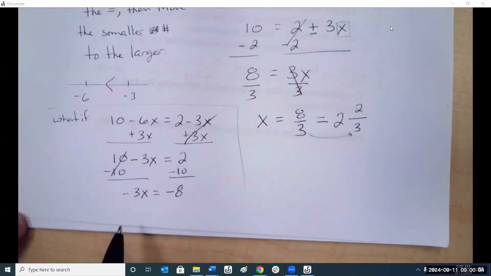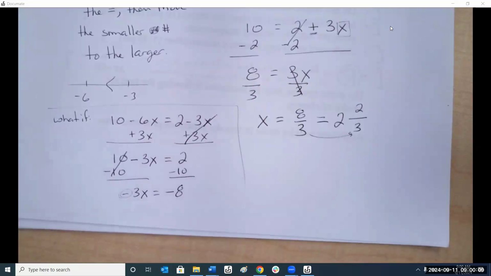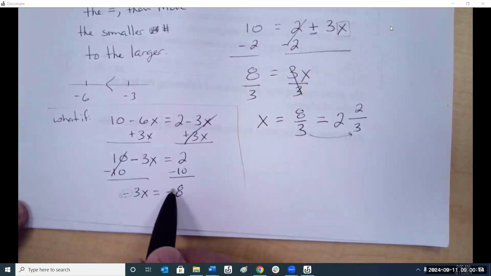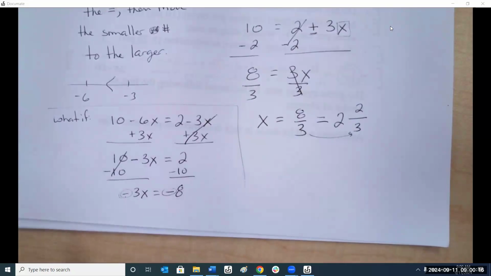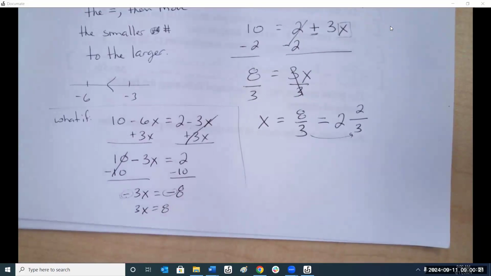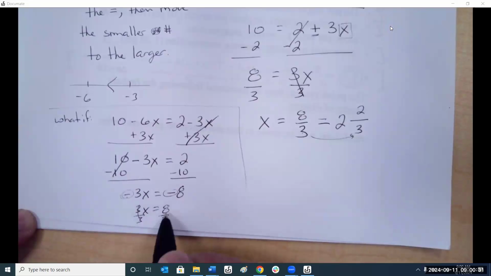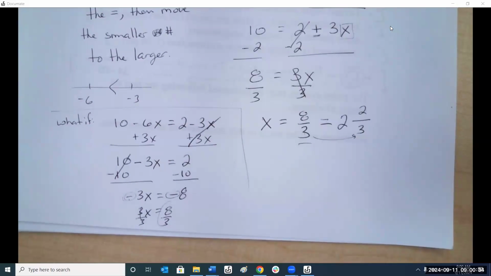So first thing you do is, since the coefficient is negative, just change the signs all the way across the entire equation. Anywhere you see a minus, change it to a plus. Anywhere you see a positive, change it to a negative. So we have 3x equals 8. Just change the signs across the equation. Now we divide by 3 and get the same answer. So it doesn't matter how you move it. You just have to remember you'll have a negative coefficient to worry about.